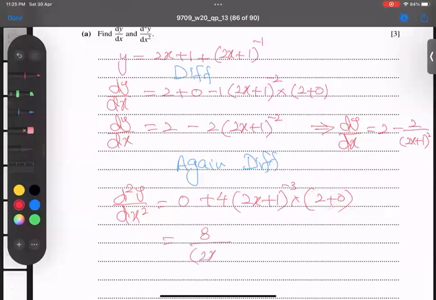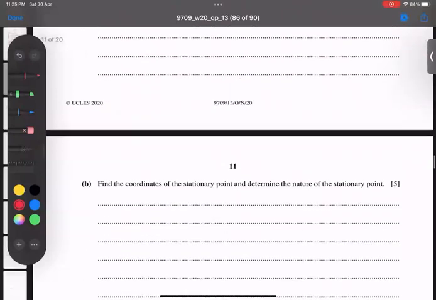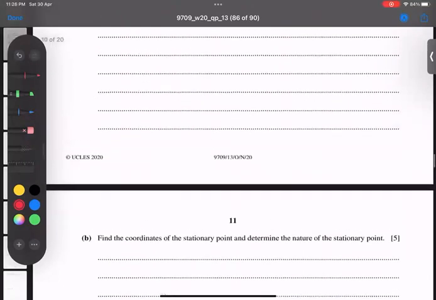And this whole thing comes down in the denominator. This is the second differentiation over. And what is the next part? We have to find stationary coordinates. How to find stationary coordinates? You know very well, whenever we need stationary coordinates, we always put the derivative equal to 0.